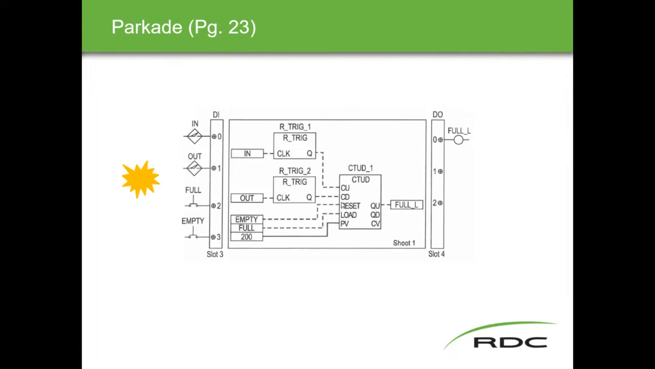Press the button. Sends a one to the reset input. The reset input becomes true, and that counts. Turns our preset value comparison down to a zero. And if there were an empty light, you could turn on an empty light. So again, it's logic. Your job is to try to translate from one to the other.